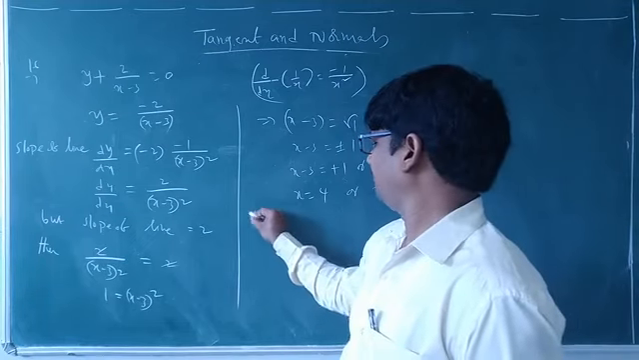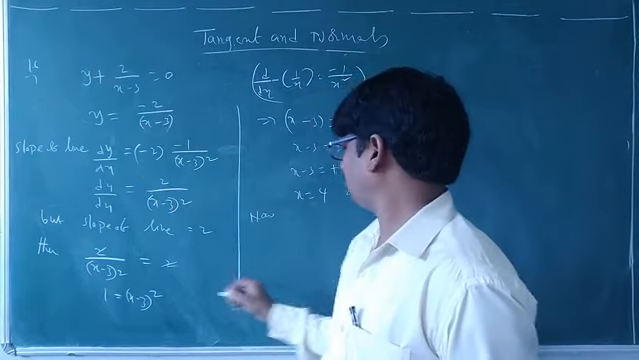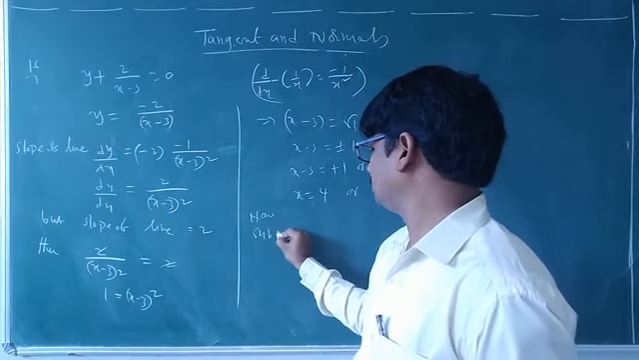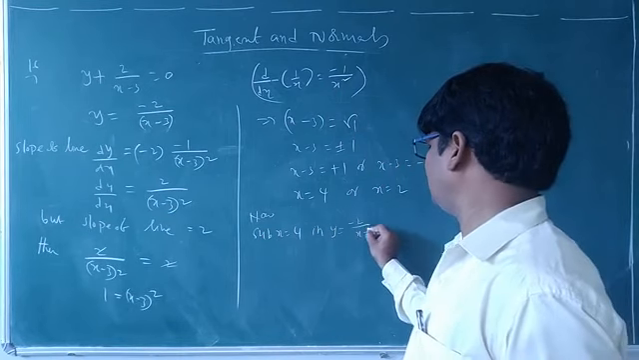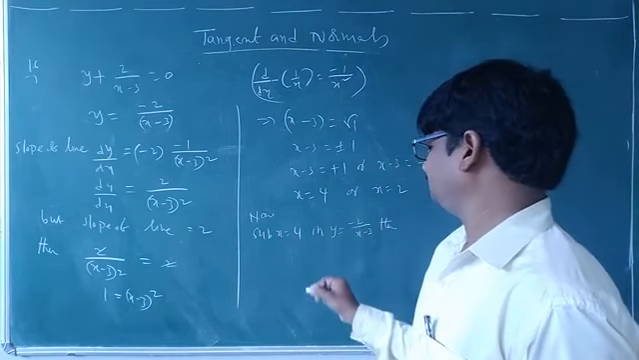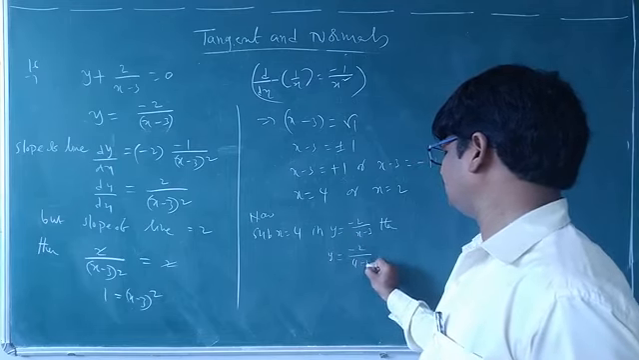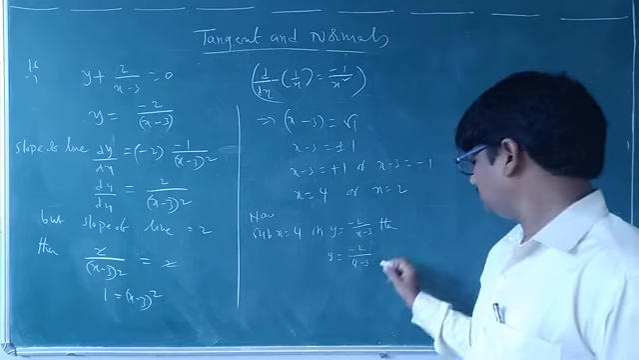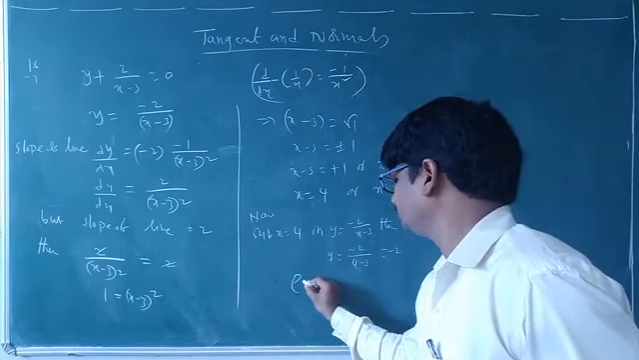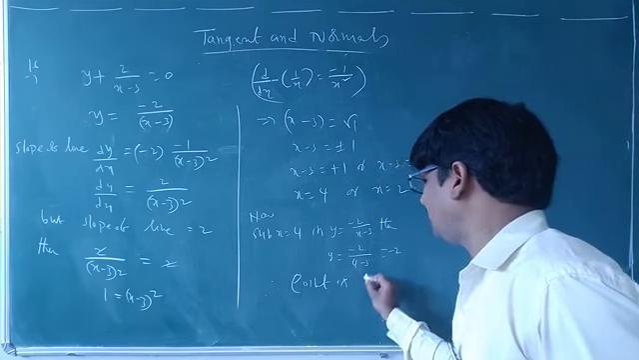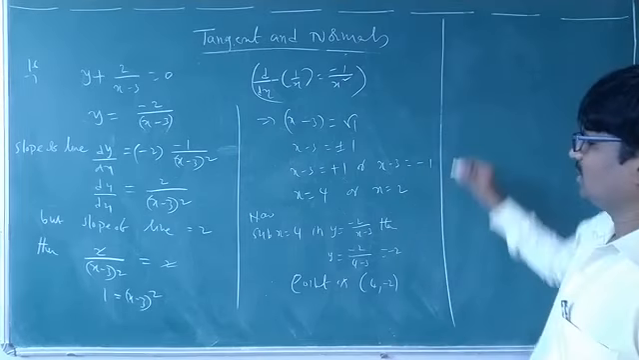Now substitute these x values in the given equation. Substitute x is equal to 4 in y is equal to minus 2 by (x minus 3). Then what will you get? y is equal to minus 2 by (4 minus 3). 4 minus 3 means 1, so the value is minus 2. Therefore, what is the point? The point is (4, minus 2). Okay.